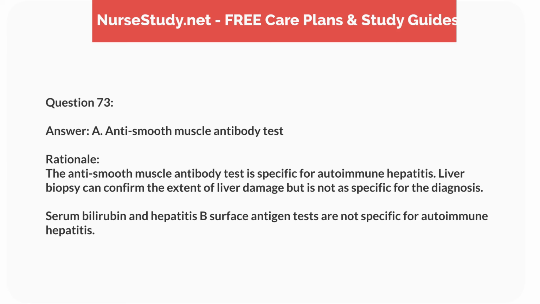Rationale: the anti-smooth muscle antibody test is specific for autoimmune hepatitis. Liver biopsy can confirm the extent of liver damage but is not as specific for the diagnosis. Serum bilirubin and hepatitis B surface antigen tests are not specific for autoimmune hepatitis.